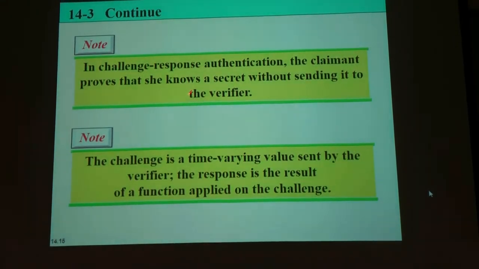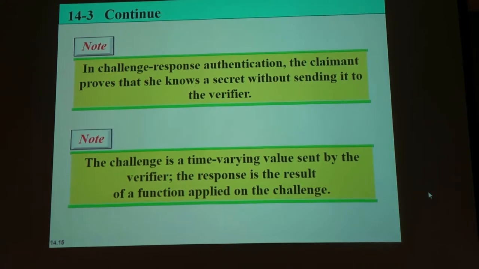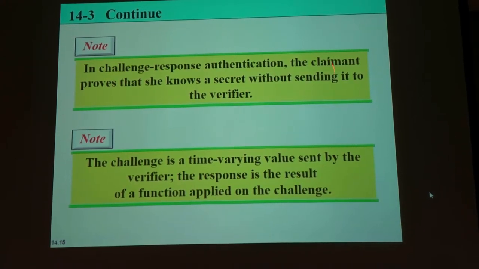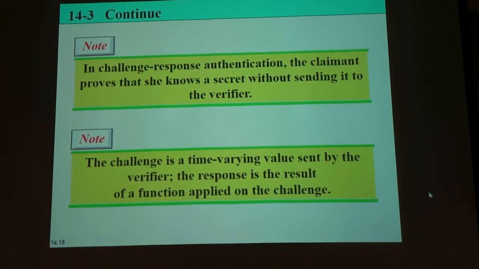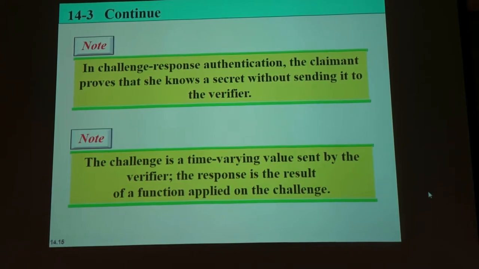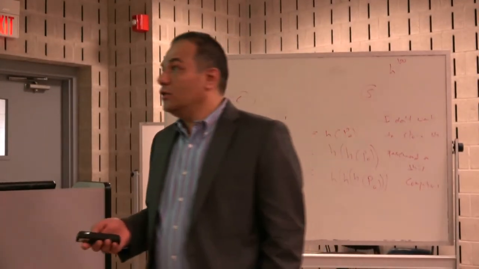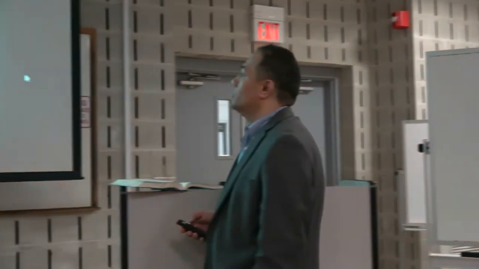So in challenge response authentication, the claimant proves that she knows a secret without sending it to the verifier. We don't have to send it. The challenge is a time varying value. That means it varies over time. Sent by the verifier. The response is the result of a function applied on the challenge. So the verifier sends the question, and the claimant has to respond. So let's take a look in here.